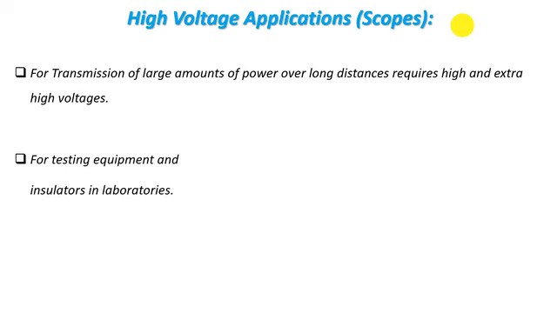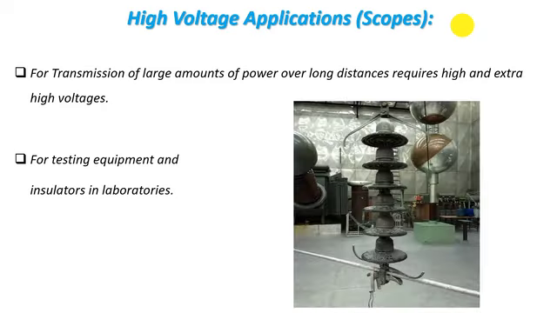The second application is for testing equipment and insulators in laboratories. High voltage equipment or insulator may be subjected to very high voltages in the system due to many reasons such as lightning or load transient changes. So we should generate high voltage to test the insulator in the high voltage testing labs to check their performance when subject to high voltage.